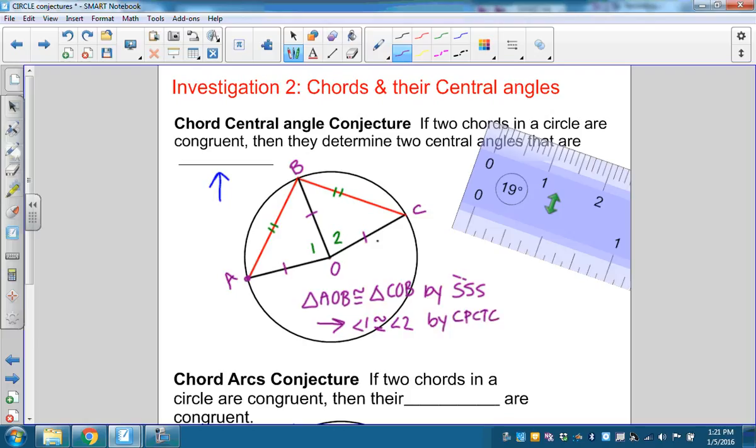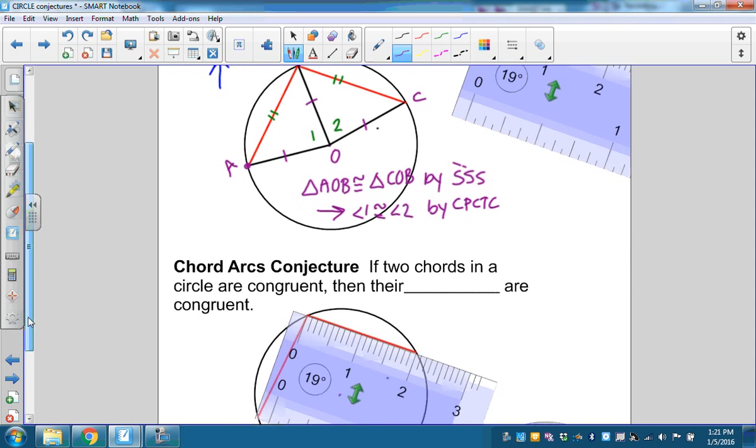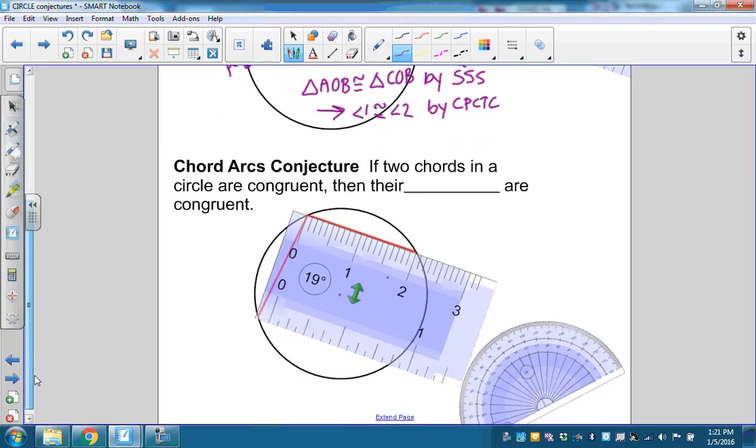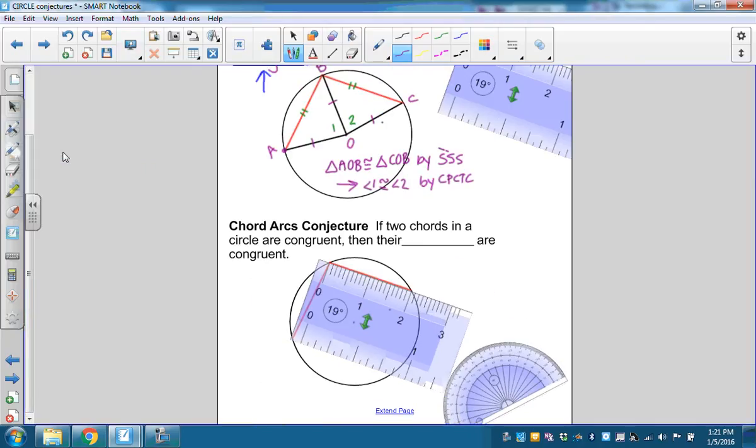So, in other words, if two chords in a circle are congruent, then they determine two central angles that are congruent. And that's that whole investigation. Okay, or that whole conjecture. So this next conjecture takes the same picture if I zoom out, but it's asking if two chords in a circle are congruent, then now you have to fill in this. It's the chord arcs conjecture.